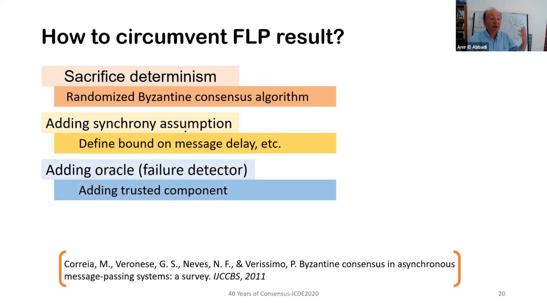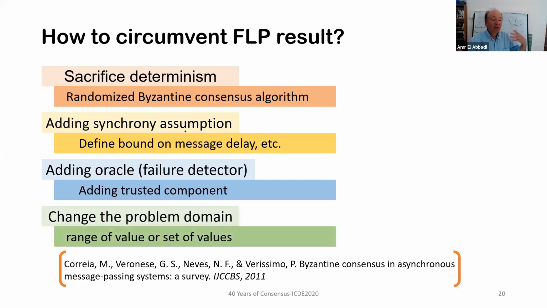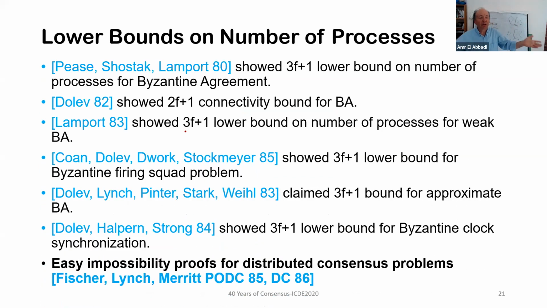Some people have proposed a failure oracle, adding a trusted component that could help us change the problem domain, make it a range of values or a set of values, etc. So there has been an exploration of different approaches. And there are lots of lower bounds that have been posed. I'm not going to go through all of these. There's a lot more. This just gives you a snapshot of the many bounds that we are hitting on.